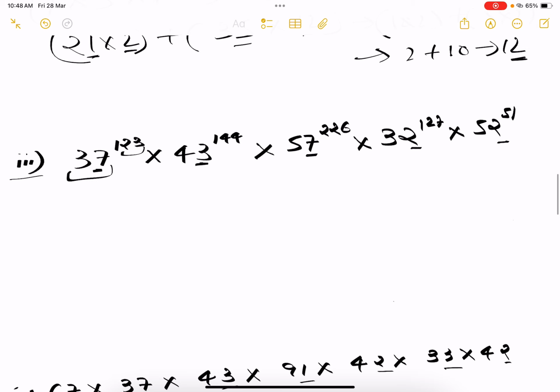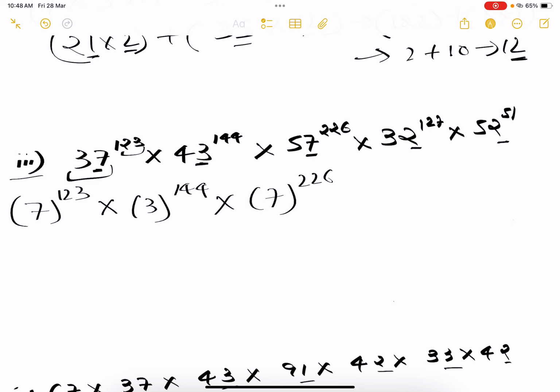Now let's take another example. We have discussed in the previous lecture that if any number has a very large power, then what we do is divide the power by 4, and whatever the remainder comes, we give that number the power of the remainder, and if the remainder is 0, then we give that number the power 4. So here we are only concerned with the unit digit. So first we will simplify this: 7 to the power 123 into 3 to the power 144 into 7 to the power 226 into 2 to the power 127 into 2 to the power 51.